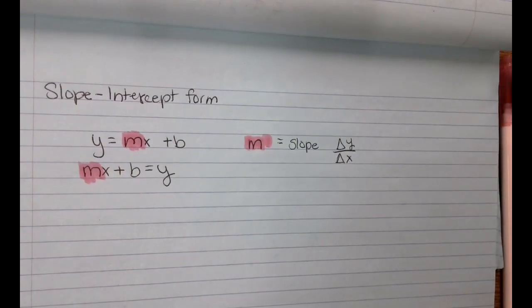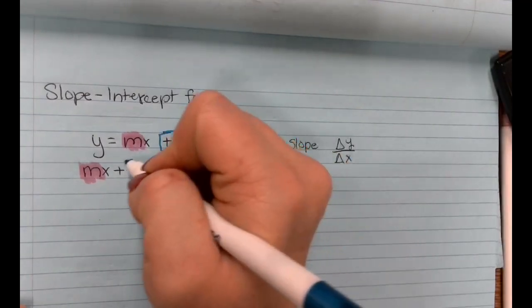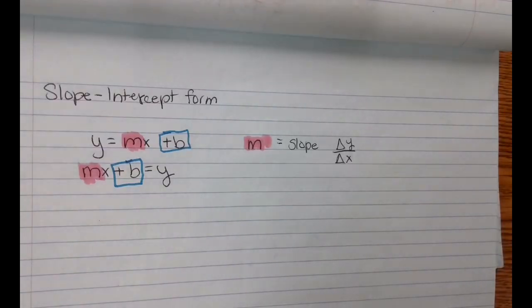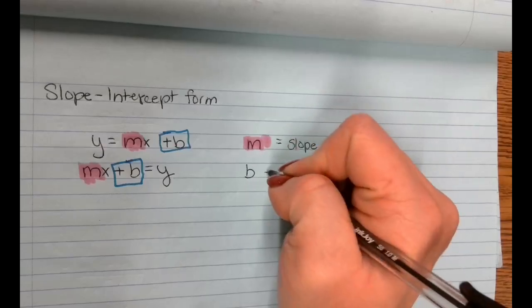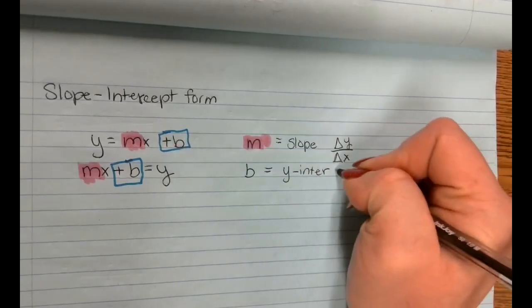The next part of your equation is your b. Notice how I'm boxing the plus sign. The operator in front of the b tells you the sign of the b. If it's a negative or a minus sign, then your b is negative. B is your beginning, or your y-intercept. It's where it begins on the y-axis.